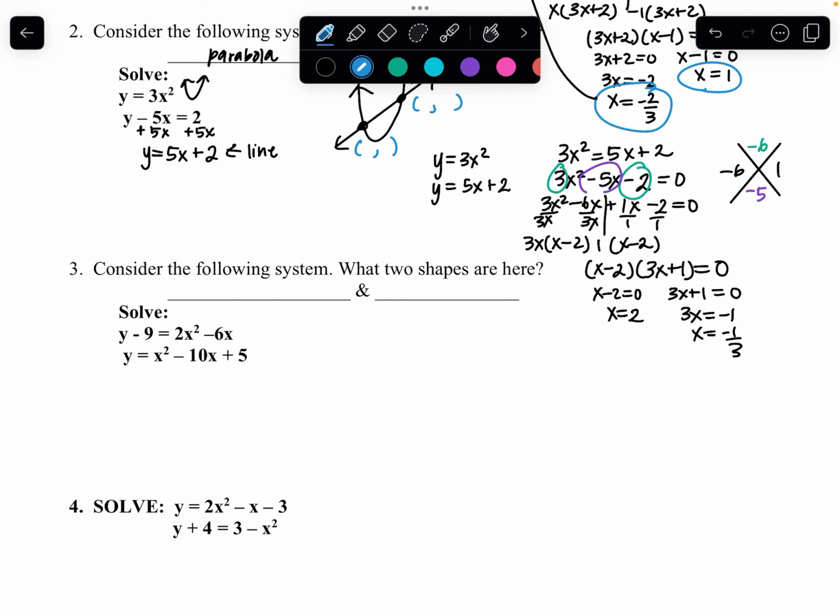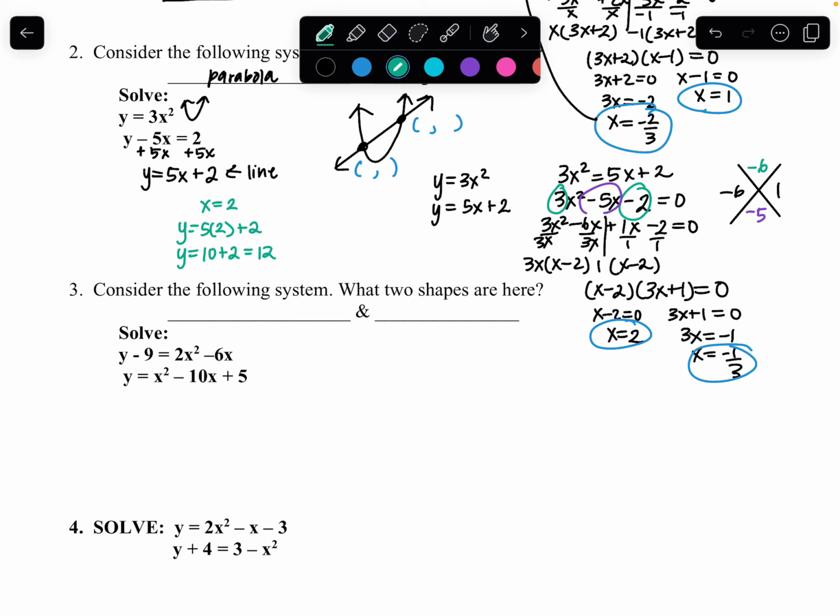We have to take those x values and plug them into either equation. You could go for the linear or the quadratic. I typically like using the linear. And so for the case of x equals 2, y equals 5x plus 2, we would put the 2 in for x and get 10 plus 2, which is 12. And so (2, 12) is one of my solutions.